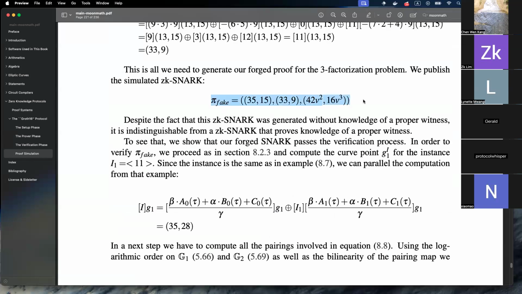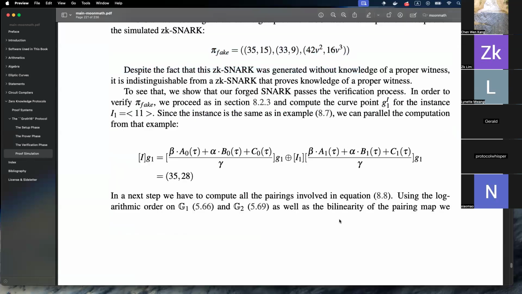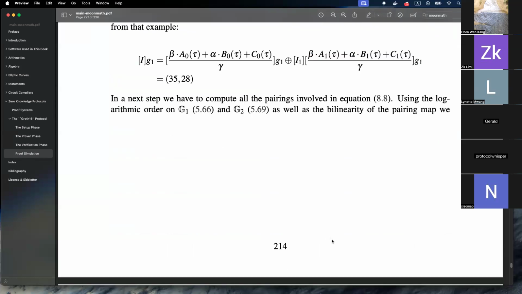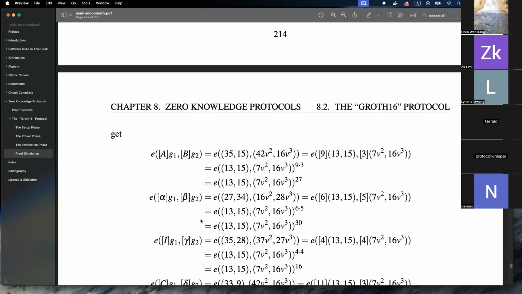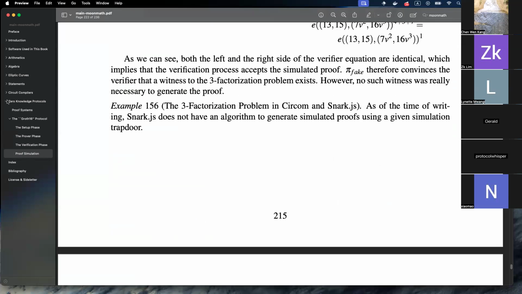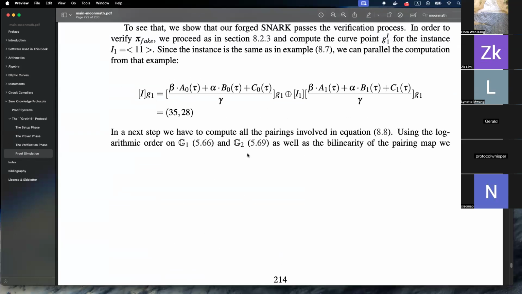And this will be valid. If you verify this, this will be valid. But it's not actually a false proof, a forged proof. So again, one more thing. Why is it possible to generate a false proof in the first place?